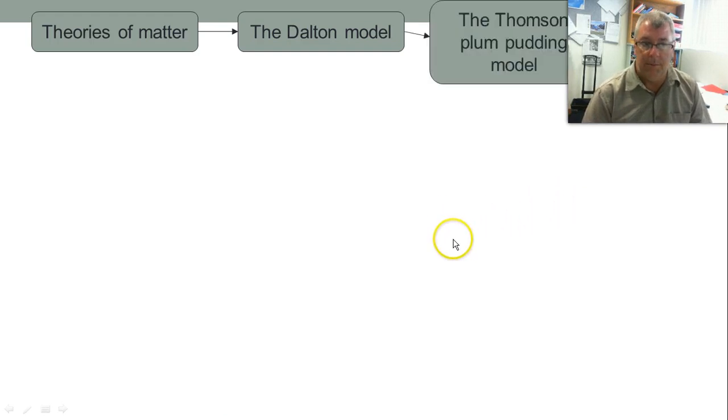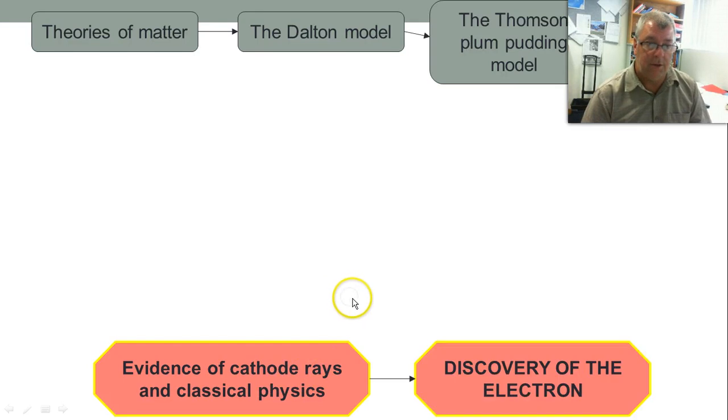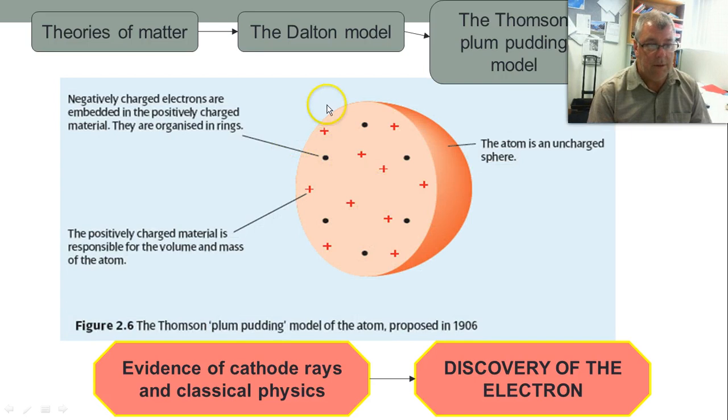Then the Thomson plum pudding model. The evidence for this was from things called cathode rays, which are sort of like fluorescent tubes, and classical physics, and the discovery of the electron. And there we have the electrons, dotted around. The negative charge is sort of in this sphere, occupying this space.